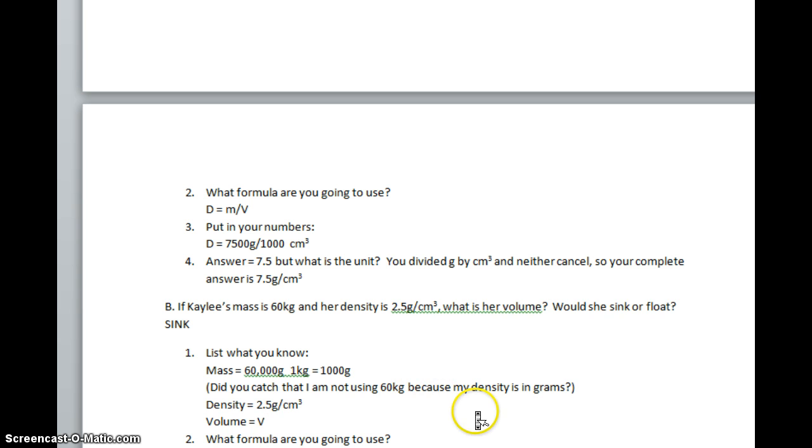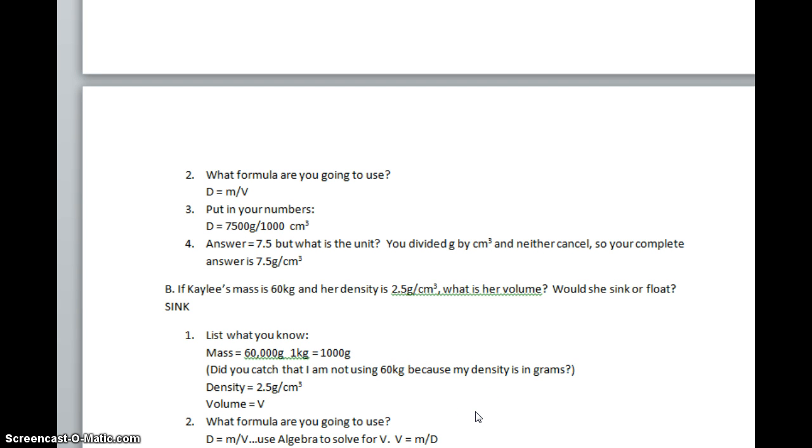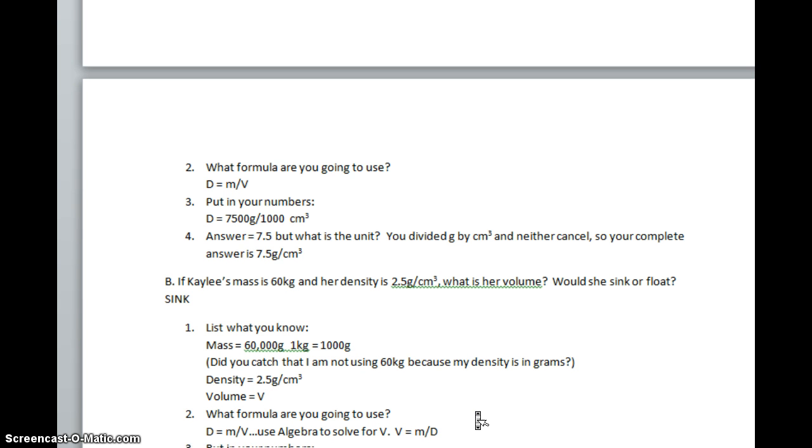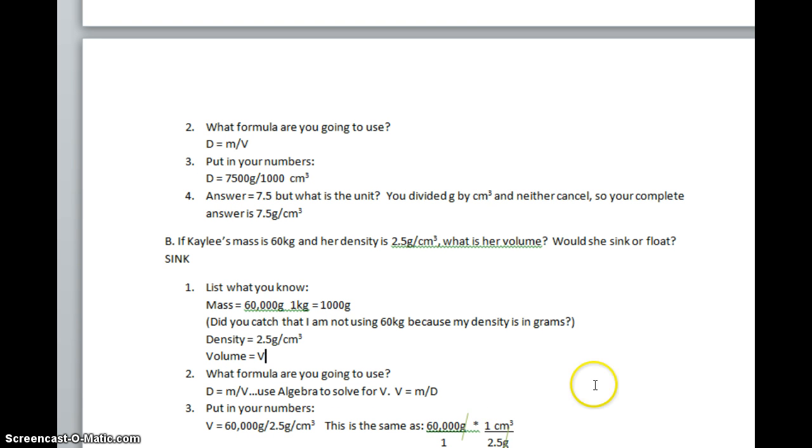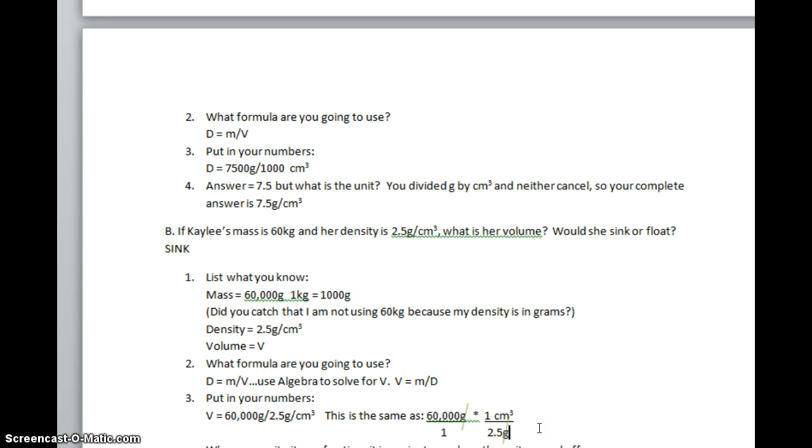All right, what formula are you going to use? Well, we're going to use density equals mass over volume, but you need to use your algebra skills to solve for V. So V equals mass over density. Put in your numbers. So 60,000 grams divided by 2.5 grams per centimeters cubed. That's the same as these two fractions: 60,000 grams over 1 times 1 cubic centimeter over 2.5 grams. It has to do with the math rules of fractions over fractions. You flip them. Another way to think about it is, since the 2.5 is on the bottom of my first fraction, it's got to be on the bottom of a fraction, and it's grams per centimeter cubed. So this is how you would set it up.